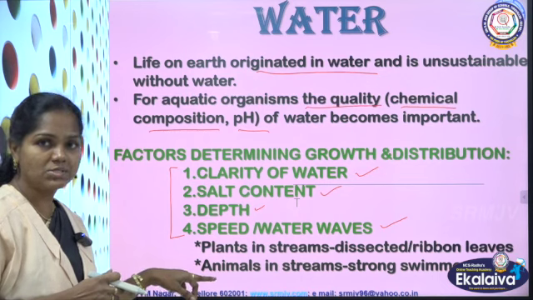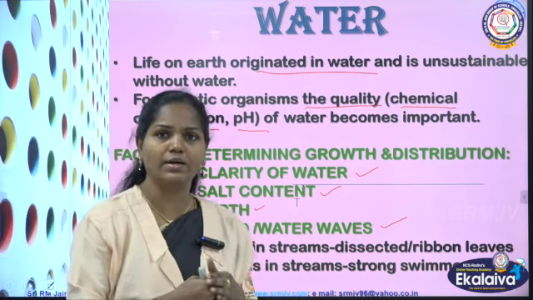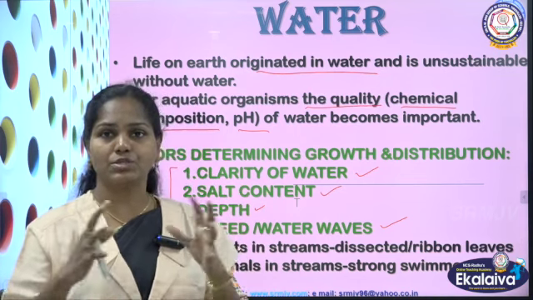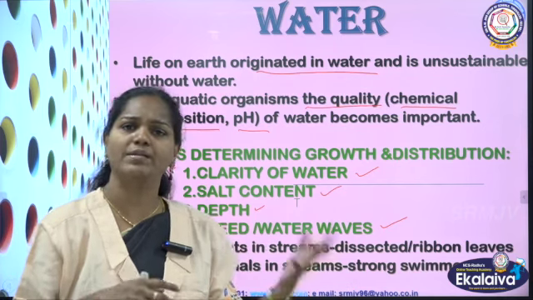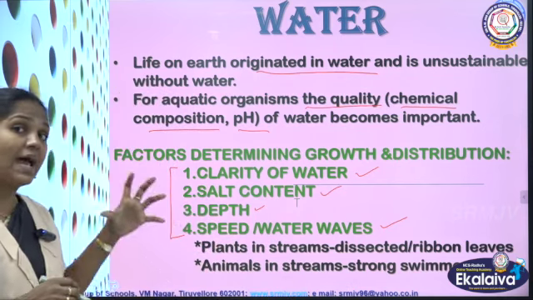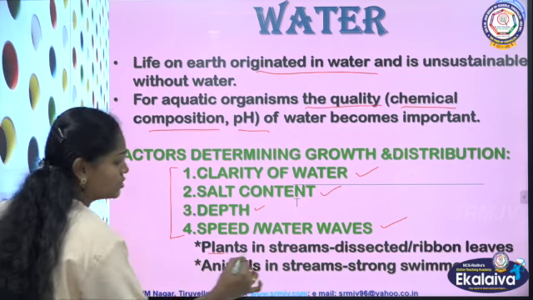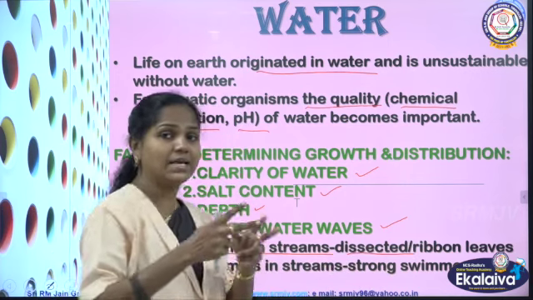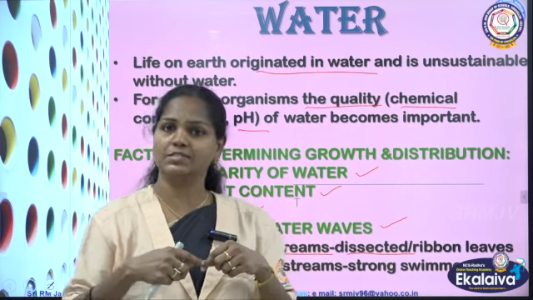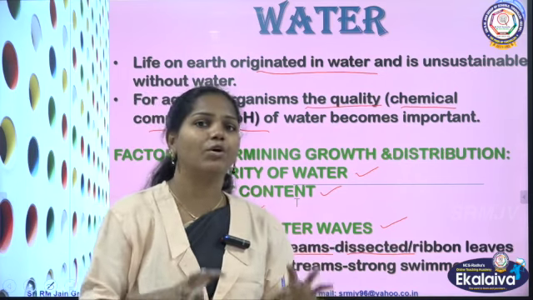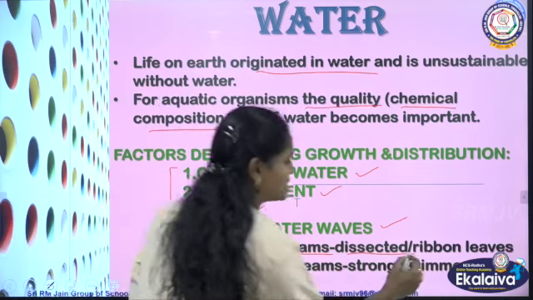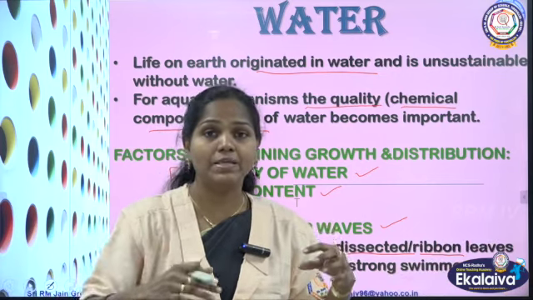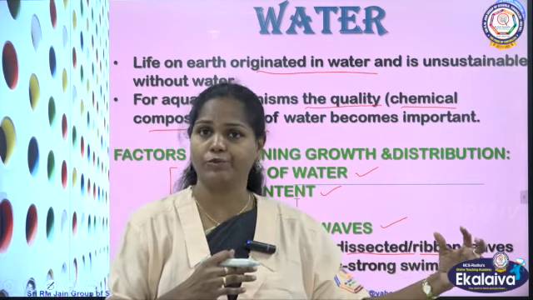When you talk about speed, suppose it is running water, the plants and animals confined to that part of the ecosystem, whether a river, lake or anything else, what special adaptation do they have? The plants in streams used to have dissected leaves, in the sense that the leaf itself has some cuts, so as the water flows it does not damage the leaves. Some plants have long thread-like, ribbon leaves, which helps them adapt to fast flowing water.